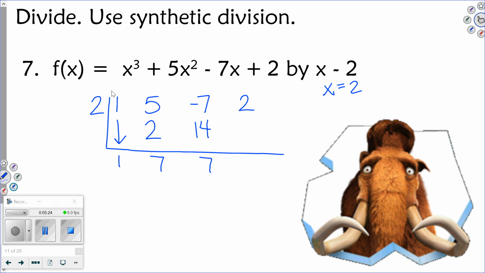And you're going to multiply 2 times 7 is 14. And then you're going to add. And I get 16. We're almost done already.